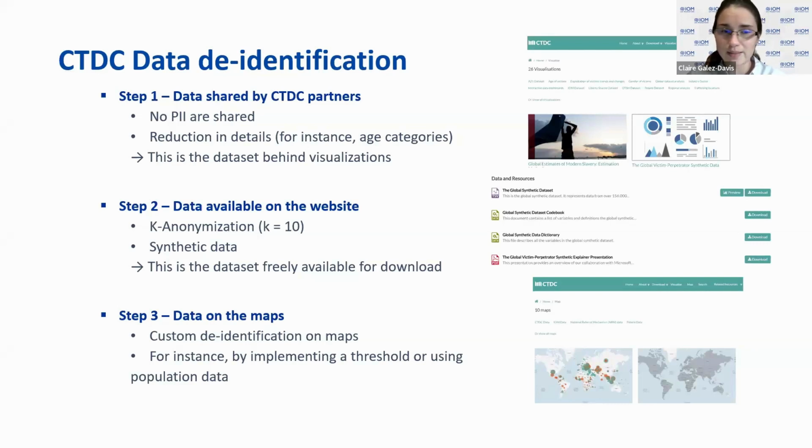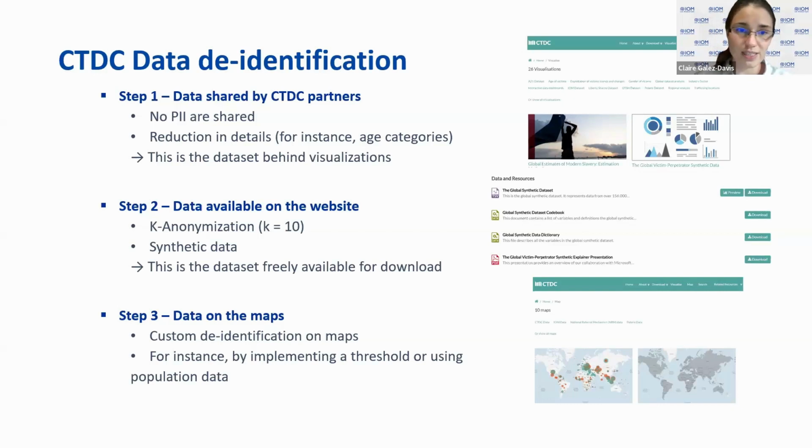One of the main questions that we have to address when deciding whether to publish something or not is, if I were a perpetrator with prior knowledge of the victim, would I be able to identify that victim in the data set? This is something that, among other things, we always think about. And we have three main ways in which we address those concerns. First is through data shared by CTDC partners. When we receive data from Polaris or the other partners, we make sure that no identifying information is shared. So they're not sharing any names, any dates of birth, any addresses, etc.